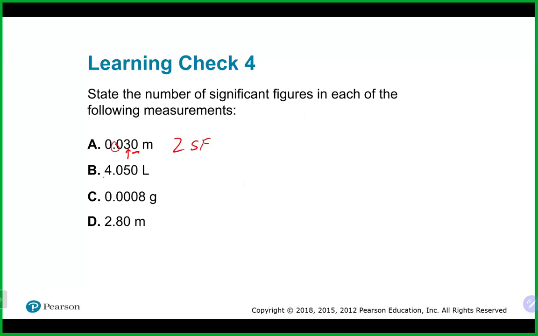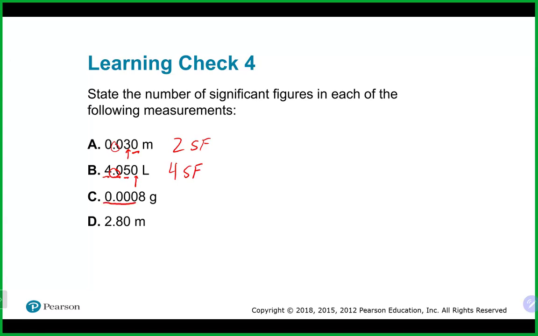actually have 4. This would be significant. Trap 0 is significant. 5 is significant. Once again, the 0 at the end becomes significant because of the decimal point that's there, and that would be 4 significant figures. C has just 1.